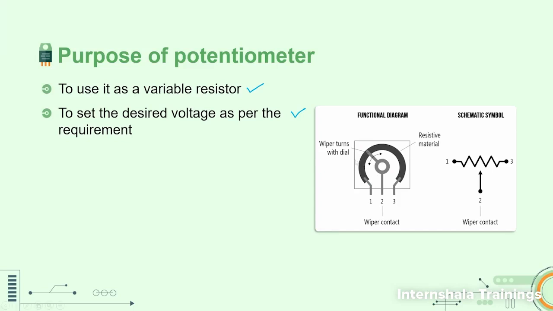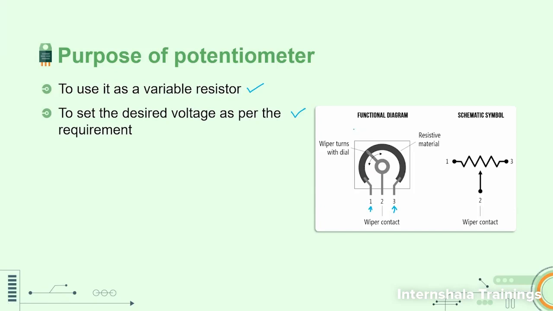In this functional diagram, you can see that there are actually three terminals. This is the first terminal, second terminal and third terminal. If we measure the resistance between the first terminal and the third terminal using a multimeter, you will find that the resistance of this potentiometer is fixed. And what will be the value of this resistance? It actually depends on the potentiometer that you are using.